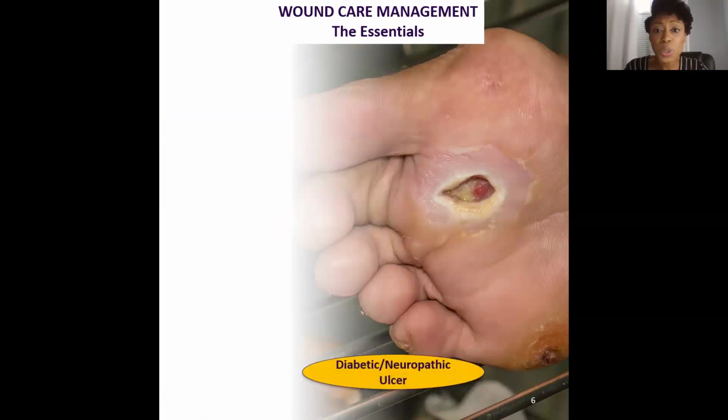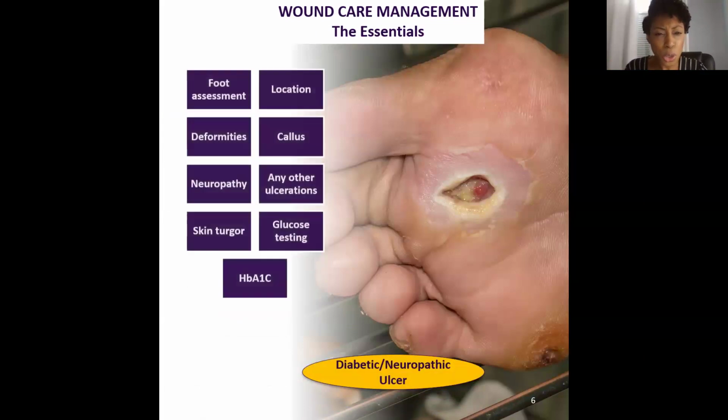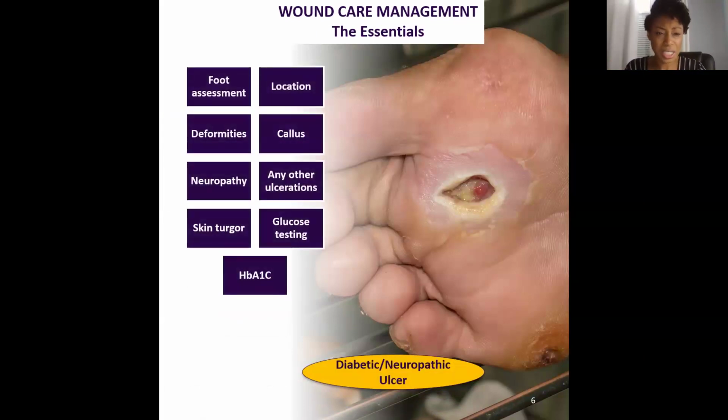And it's only upon doing a thorough assessment that you notice a few other things, such as deformities associated with the foot, callus formation, neuropathy, perhaps the skin is excessively dry. And if you are skilled enough, you'll be able to put two and two together and immediately suspect diabetes as the causative factor. But that only comes from doing a thorough assessment.